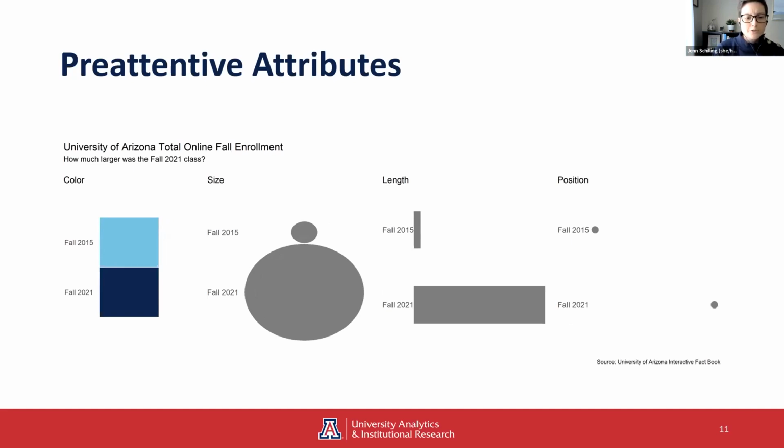So it's best to use the length and position encodings for quantitative data like numbers, and then other attributes like color and hue for qualitative attributes like distinguishing between different colors. And color and size can also be useful for highlighting key information, which I'll talk about in a few minutes.